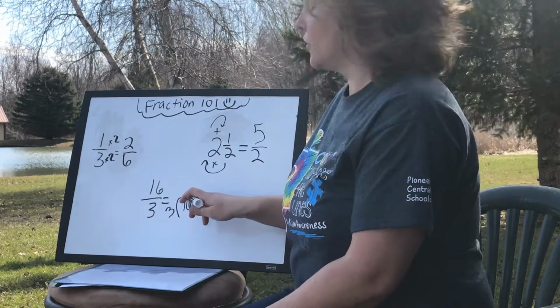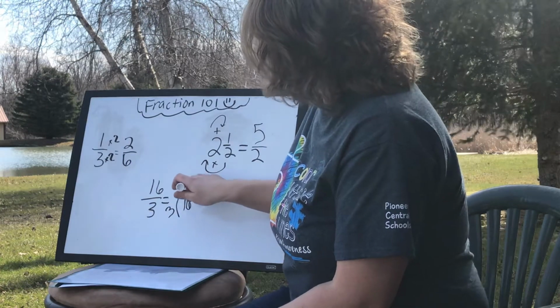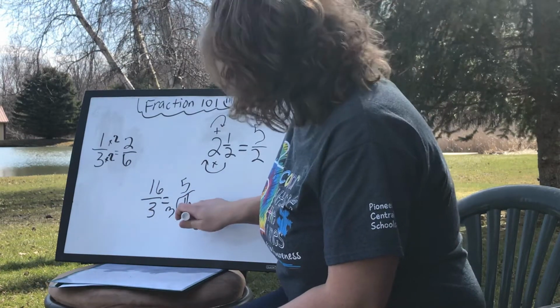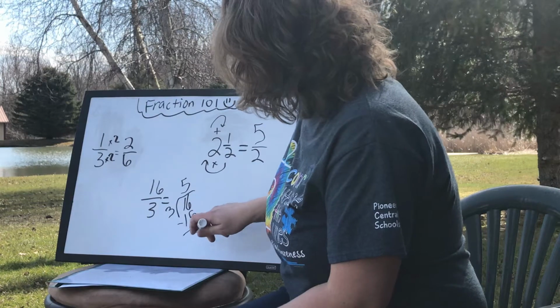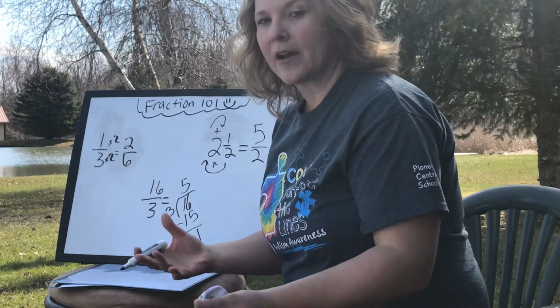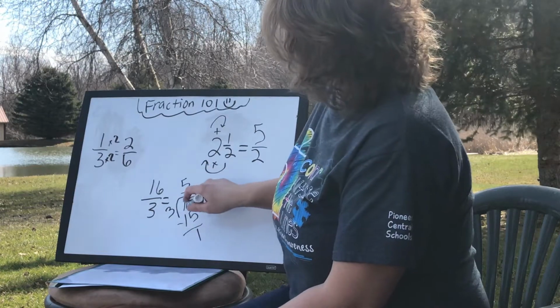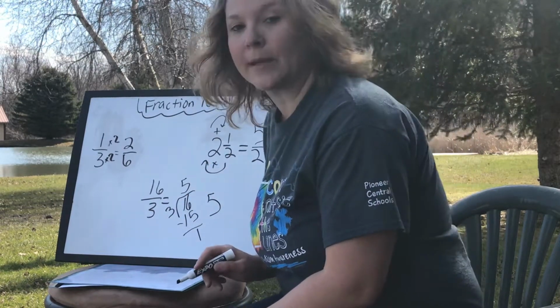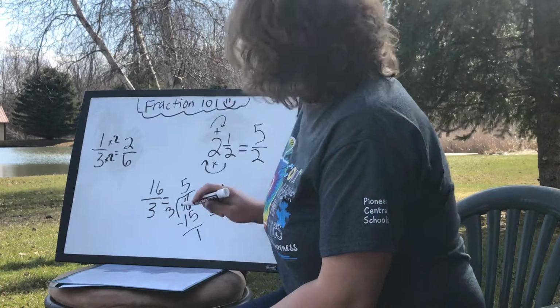So I'm going to set up my division here. 3 goes into 16 5 times. 5 times 3 is 15. Subtract and get a 1. Now it's time to put it all together as a mixed number. It went in 5 whole times. There was 1 left over.